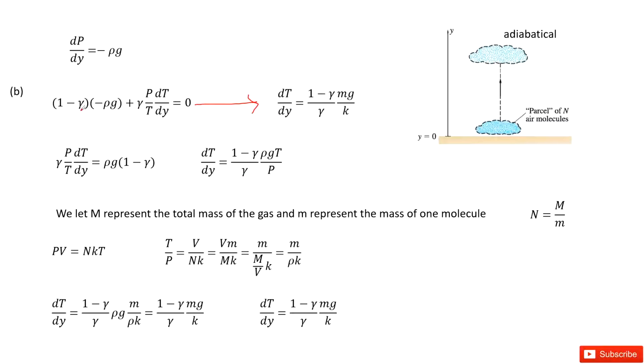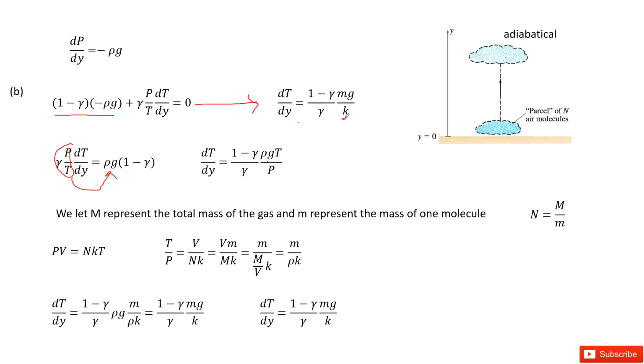So we move this term to the right hand side, and then just keep dT/dy in the left hand side, and then put this part to the right hand side. It looks like this one, right? And then we need to prove this one equal to this one. So you can say 1 over gamma, 1 minus gamma over gamma, this is equal. And then we need to prove rho g T over p equal to mg over k, this one.